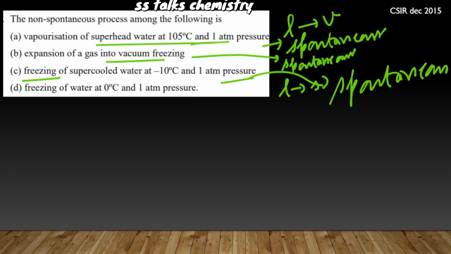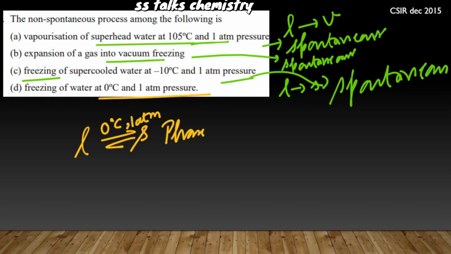Okay. Next, freezing of the water at 0 degrees centigrade and at 1 atmospheric pressure. So now the freezing is done at a different temperature, which is liquid converting into the solid, but this is going to be in equilibrium because it is at 0 degrees centigrade and at 1 atmospheric pressure. Only the phase transition will be taking place. This is the phase transition that is taking place.